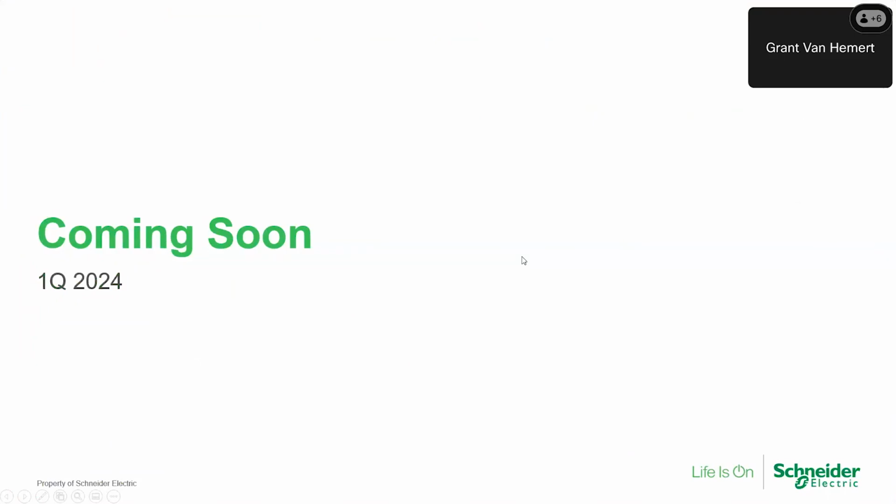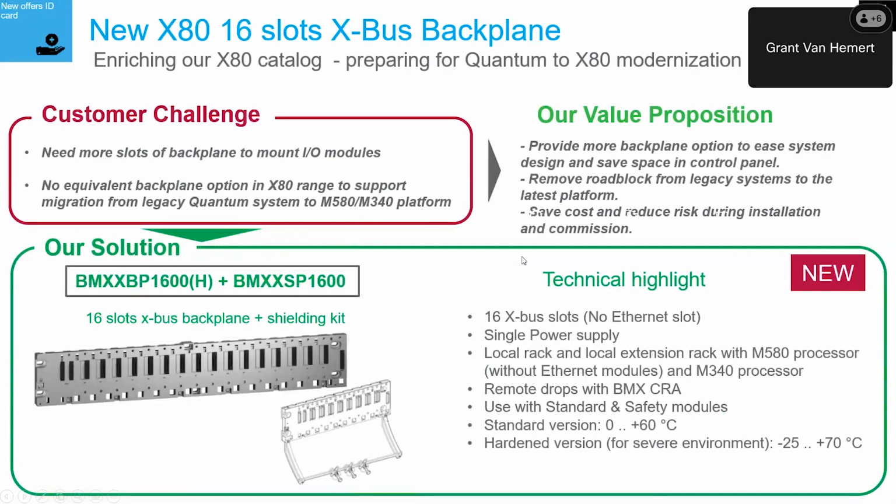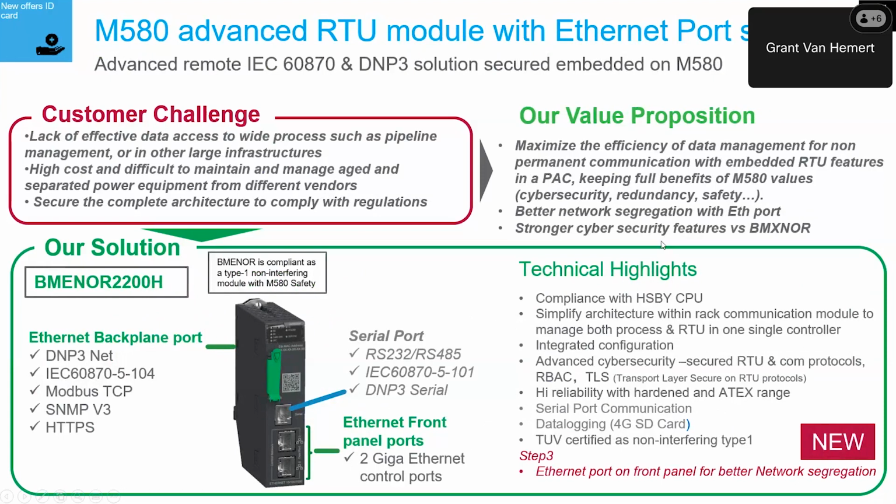So coming soon in 2024, we have a 16-slot X-Bus backplane. There's not an Ethernet version yet on this. It's just a non-Ethernet version coming out. But once again, for you guys that are looking at migrating from Quantum over to M580, this is yet another tool, because now we've got a 16-slot rack to match the 16-slot rack we had in Quantum. And then with the 32-point cards we're coming out with, we can start to really optimize and make sure that it's a one-to-one replacement.